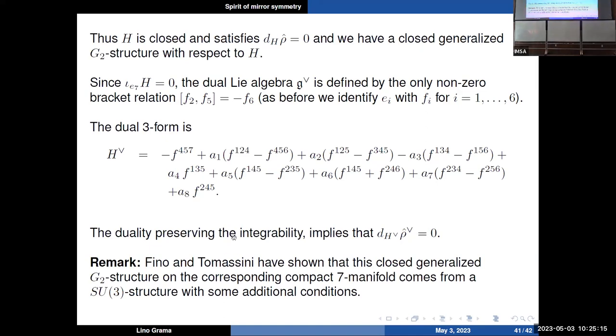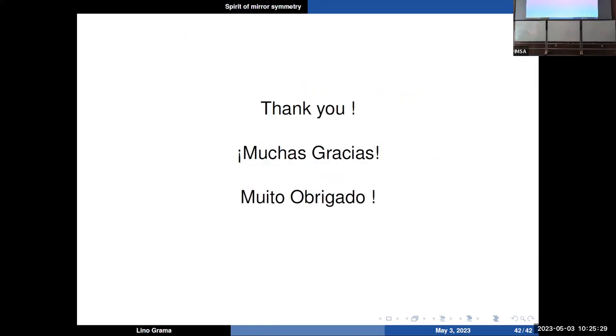But okay, this is the philosophy. Maybe you can apply this to other structures in other spaces. And there is some work in progress, like dualizing in geometric flows and so on. So, okay. Thank you.